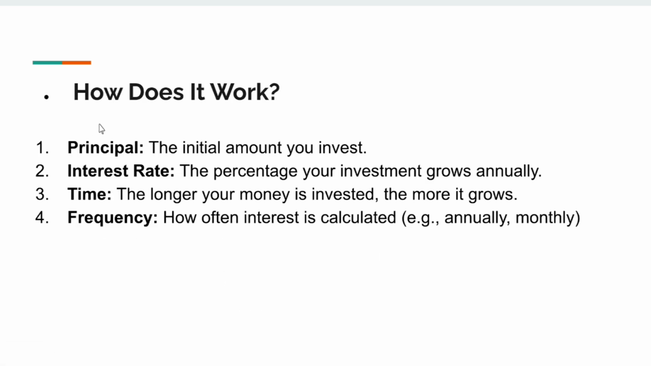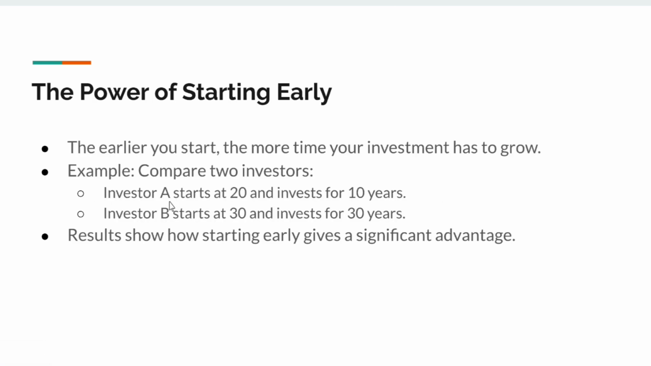How does it work? Well, part one is the principal. This is the initial amount that you invest. Then we need to factor in the interest rate. This is a percentage that your money grows annually. Then we've got the time factor. The longer you have your money invested, the more it can grow. Frequency is how often interest is calculated. It could be on a monthly basis, a weekly basis, a yearly basis. This is what we would refer to as a frequency.